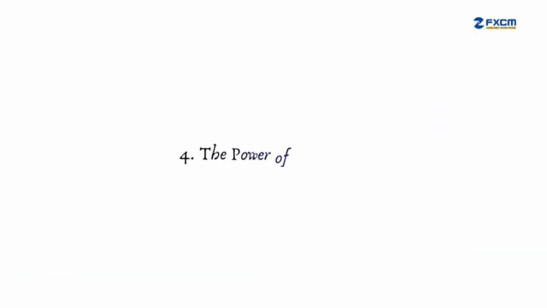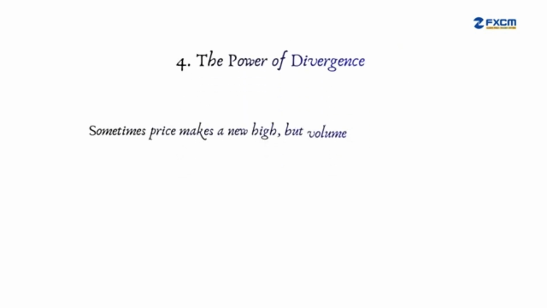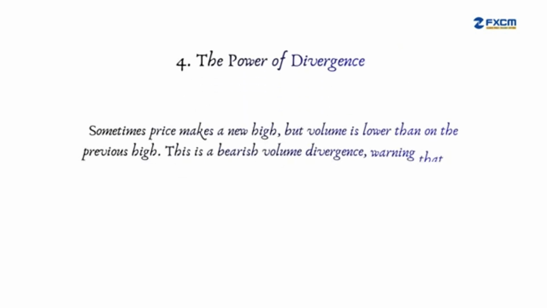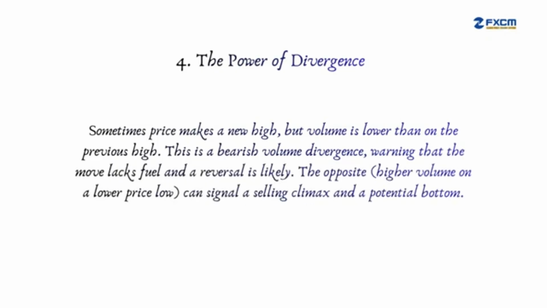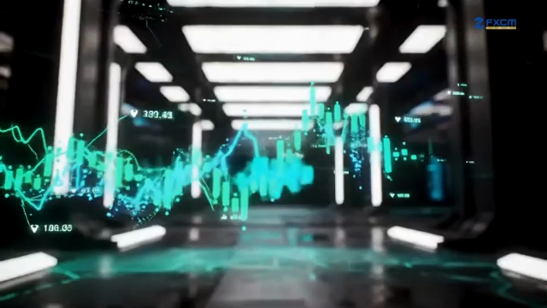4. The power of divergence. Sometimes price makes a new high, but volume is lower than on the previous high. This is a bearish volume divergence, warning that the move lacks fuel and a reversal is likely. The opposite, higher volume on a lower price low, can signal a selling climax and a potential bottom.